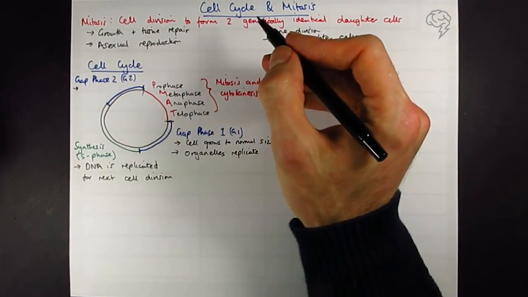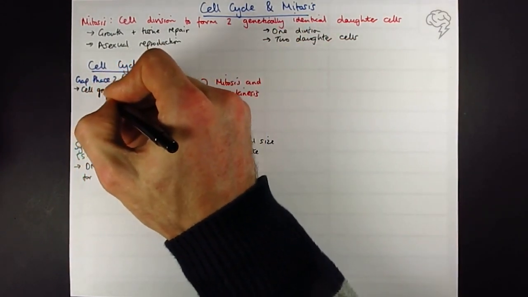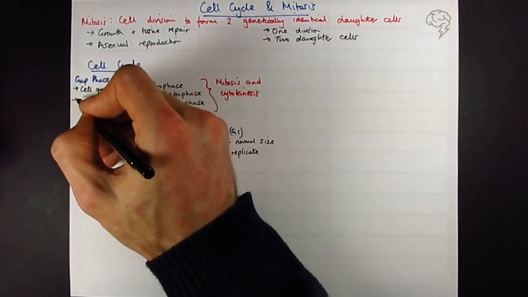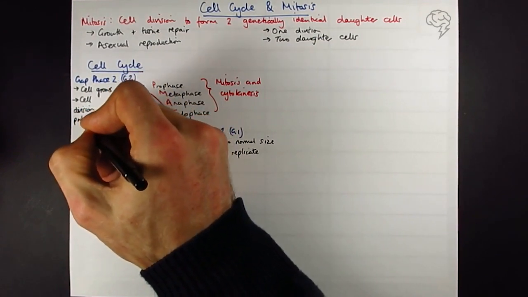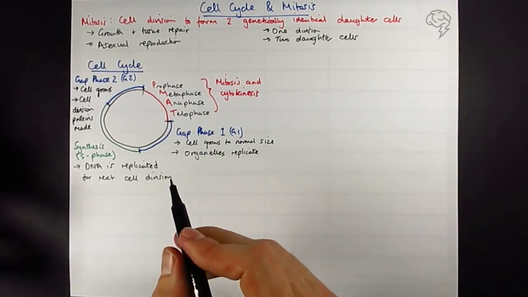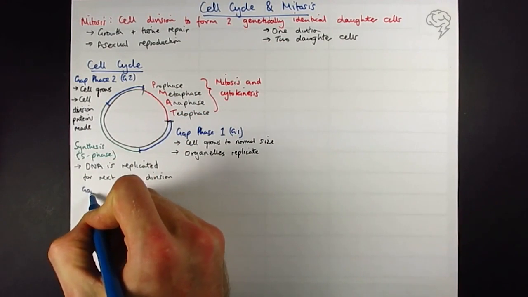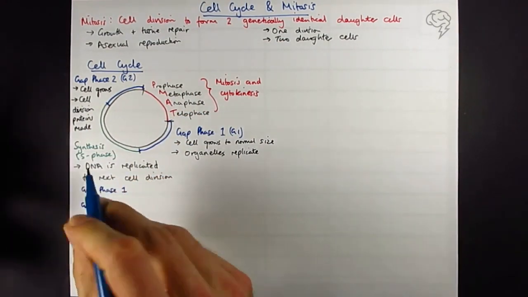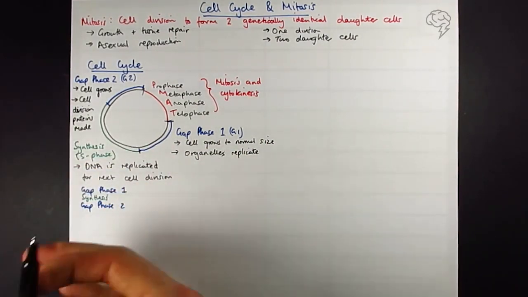And in G2, the cell grows a bit before it's about to cleave itself in half. So the cell grows a bit before division, and proteins needed for cell division are made. So the black phase of all of this, which I haven't written down, is gap phase 1 and gap phase 2, with synthesis in the middle, or S phase if you prefer.